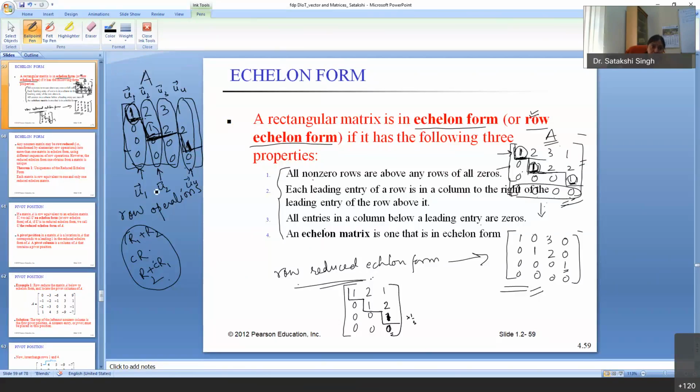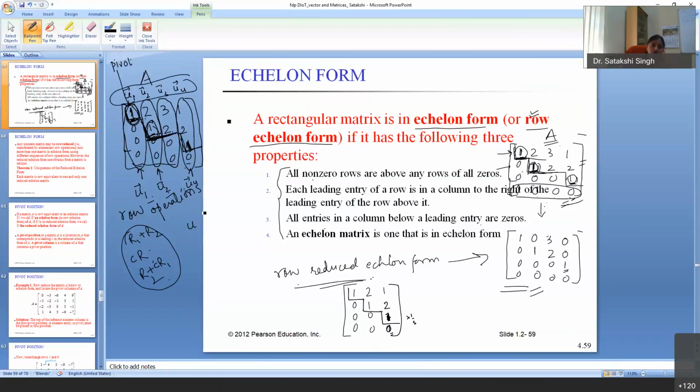So all these vectors which correspond to this leading entry here, which is the pivot element, also called the pivot. In some books it is written as the pivot element. So these vectors which correspond to the pivot elements are said to be the linearly independent vectors among the given vectors. So here inside the matrix A, you had four vectors, u1, u2, u3 and u4.